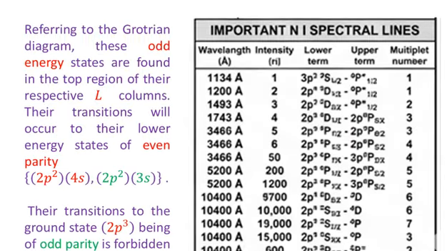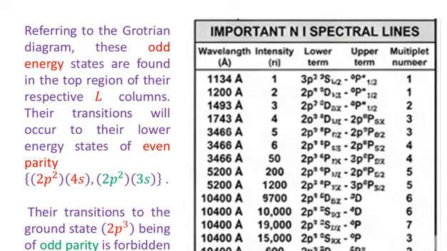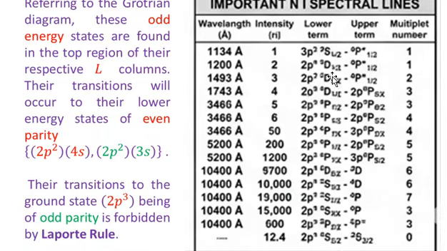Some important spectral transitions have been listed over here, and their wavelengths have been specified in angstrom, and their intensities have also been compared. This is the intensity in arbitrary units, and you see that 1, 2, 3, and 4 are the minimum values of intensities. And then there are some transitions which have drastically high values of intensities. And I have shown their lower energy terms and their upper energy terms between which the transitions can take place. And I have also shown the multiplet numbers there.